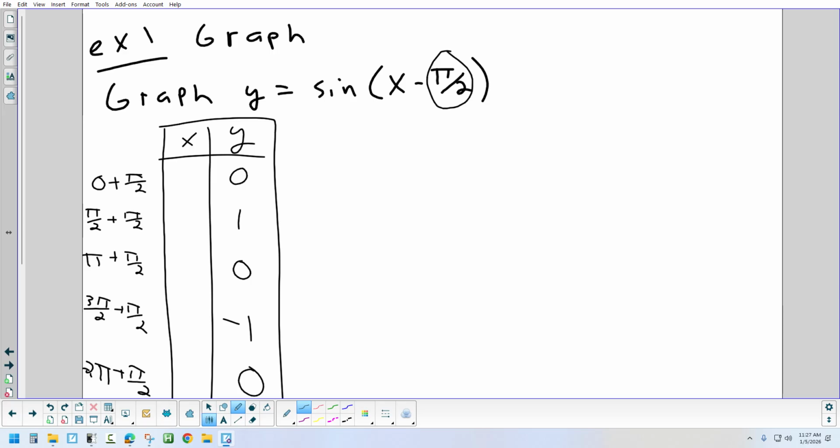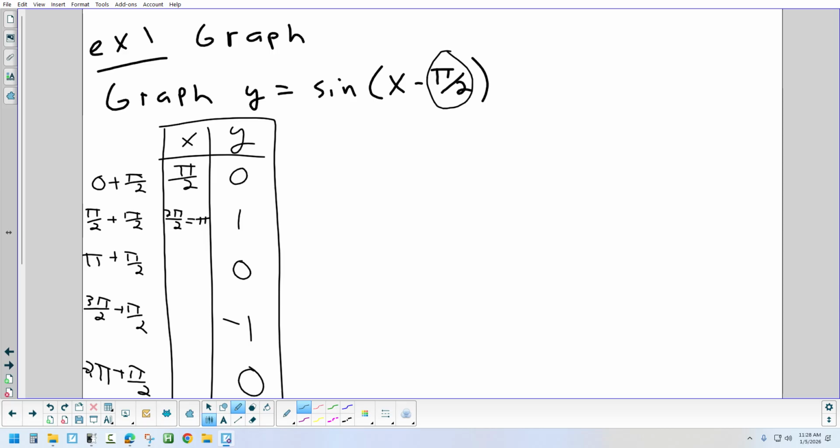So we're taking every x value, and they're all shifting to the right the same amount. Okay, so first one is relatively straightforward. 0 plus pi over 2 is pi over 2. Next one already has a common denominator. What's pi over 2 plus pi over 2? It would be 2 pi over 2, which is pi.